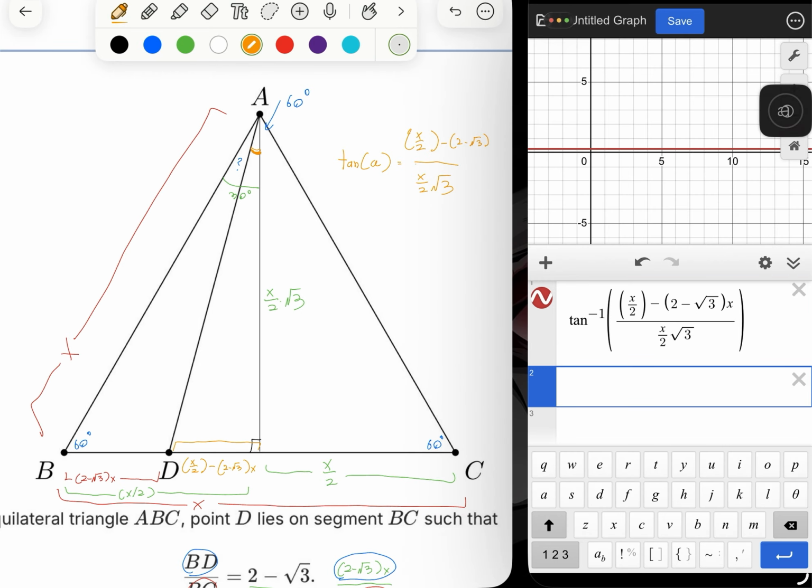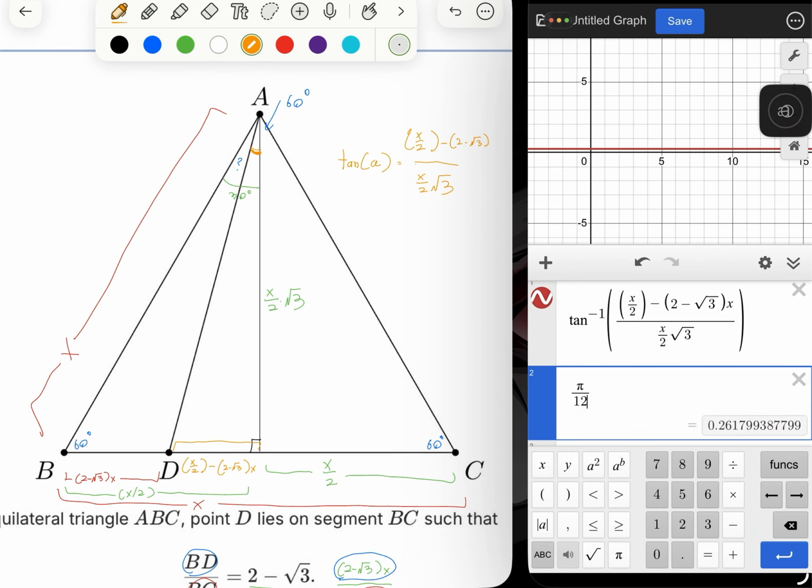Well, what is pi over 12? That's in radians. How do you convert a radian to degrees? Well, you multiply by 180 over pi, and that gives you 15 degrees. That's how you also get the answer.